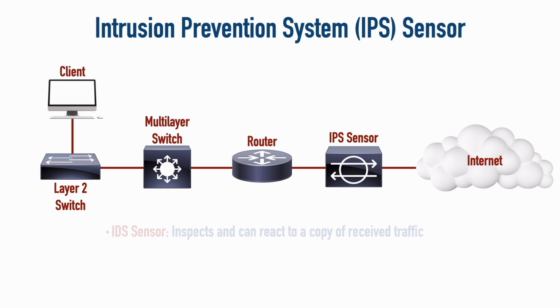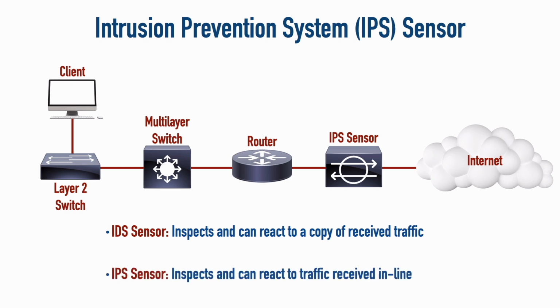So here's the distinction. An IDS sensor can inspect and react to a copy of the received traffic, while the IPS sensor can inspect and react to traffic in line before it ever gets an opportunity to reach a client.